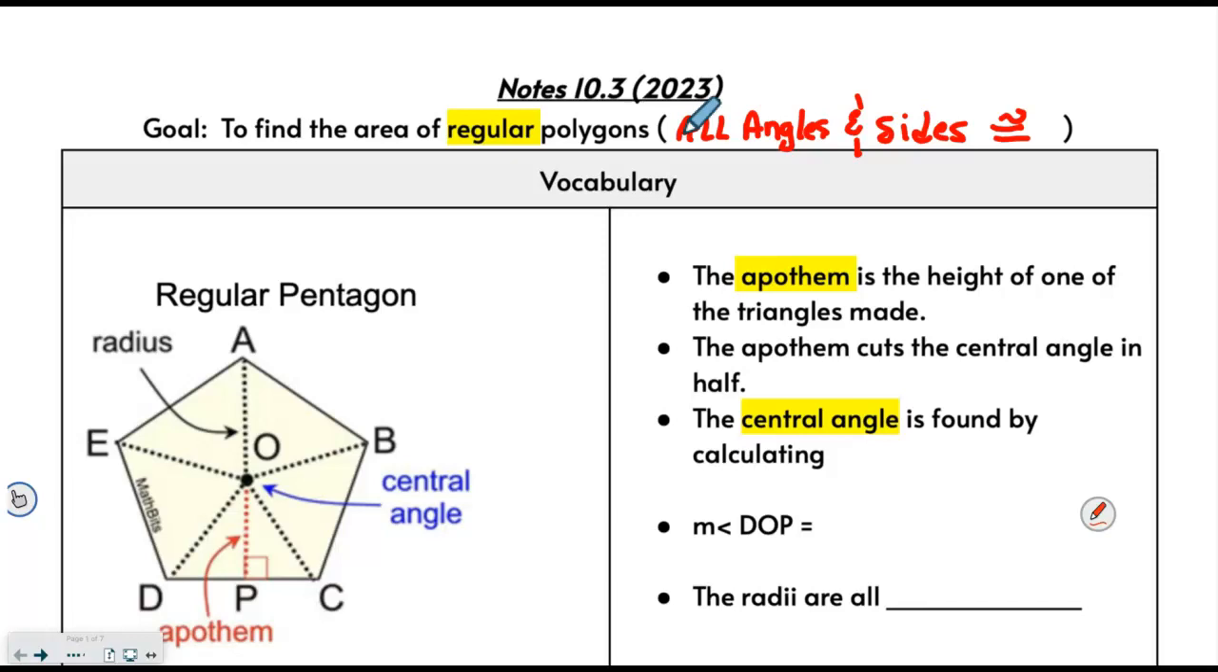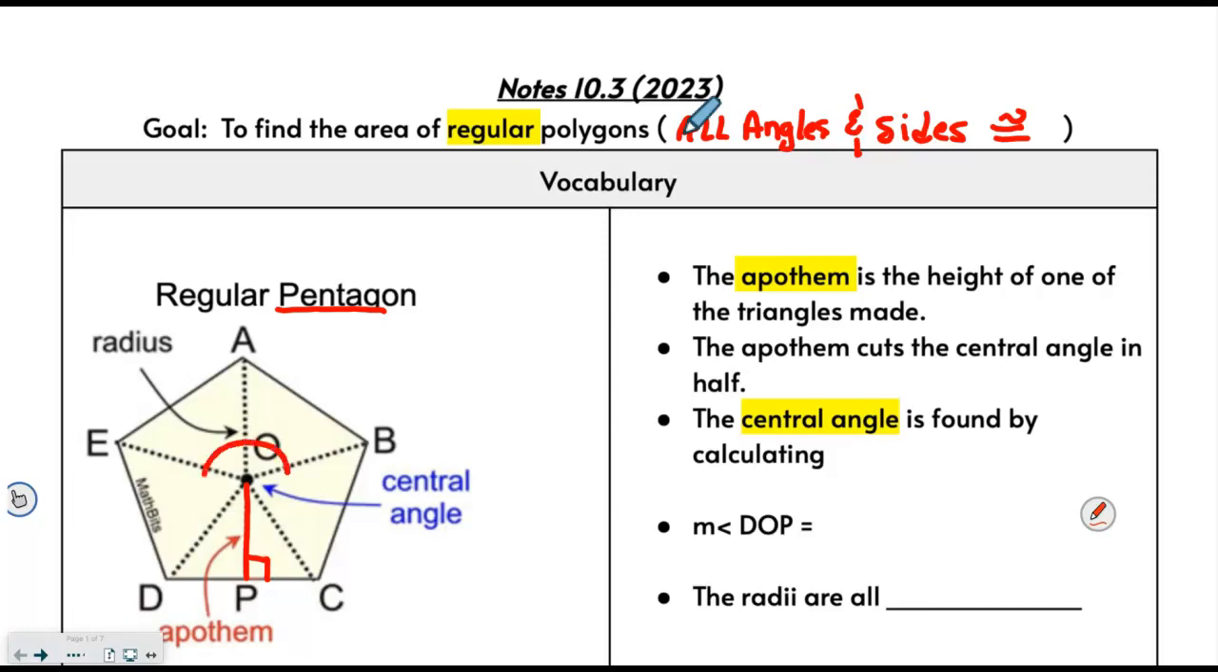An apothem is the height of one of the triangles made. So right here I have my regular pentagon, and in here at the center, if I were to connect a center to a vertex and a center to a vertex, you'll see that I will create 5 triangles in there. The height of any one of them is perpendicular to the base. It's called an apothem. So when we ask for the apothem, it is the height of one of those triangles. And it always cuts a central angle in half.